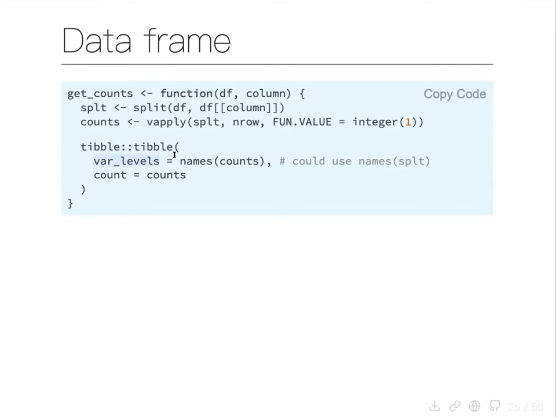So var levels is equal to the names of counts, and that could also be the names of split because both of them are going to have the names of the levels, right? And then the count is equal to the counts. That's it. So we're taking this same code up above here, and now we're just basically wrapping it in a tibble where I'm saying the var levels are equal to the names, and then the counts are equal to the actual counts. Yep, Chris?